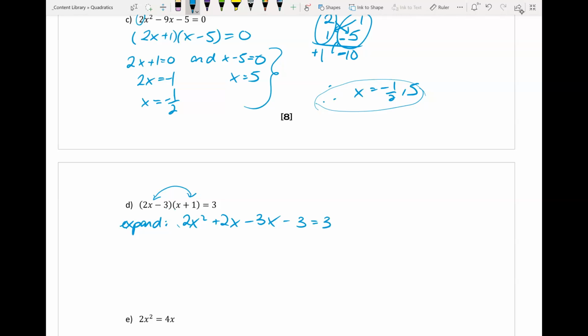We're going to collect our like terms. I'm going to move this 3 to our left side by subtracting 3 on both sides.